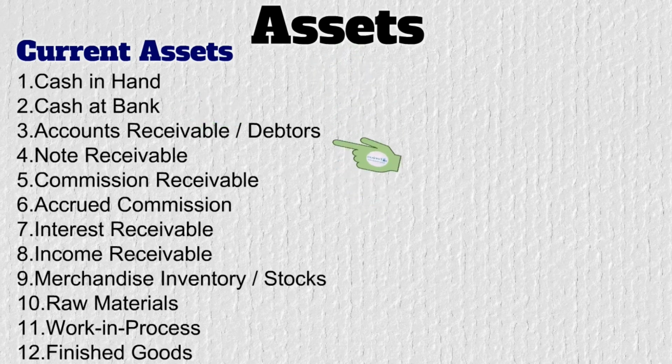The third account is account receivables or debtor. What this means: this account is very important. Account receivables means whenever you sell your goods on credit, you will record account receivable. Account receivable means the amount that is receivable from your buyer. Note receivable is similar to accounts receivable, but the only difference between account receivable and notes receivable is account receivable is a verbal commitment, whereas the note receivable is a written commitment.